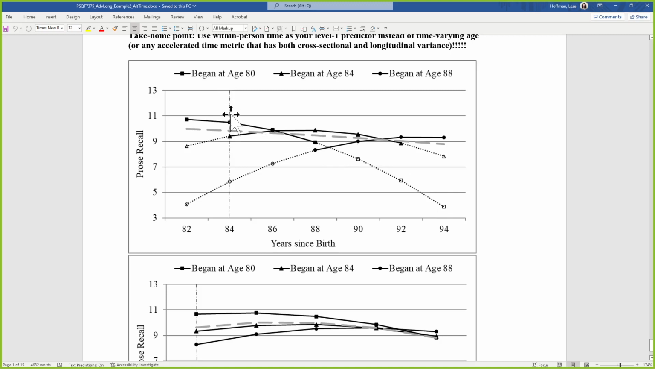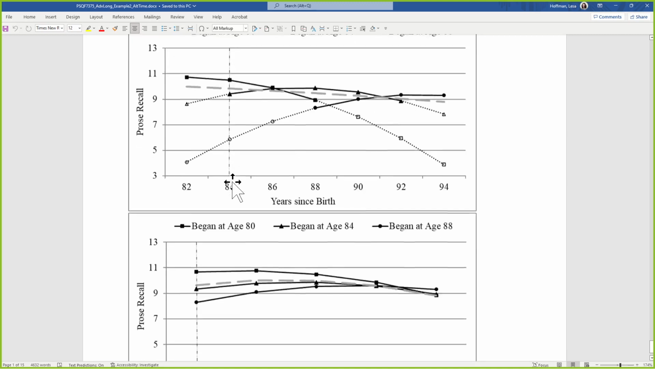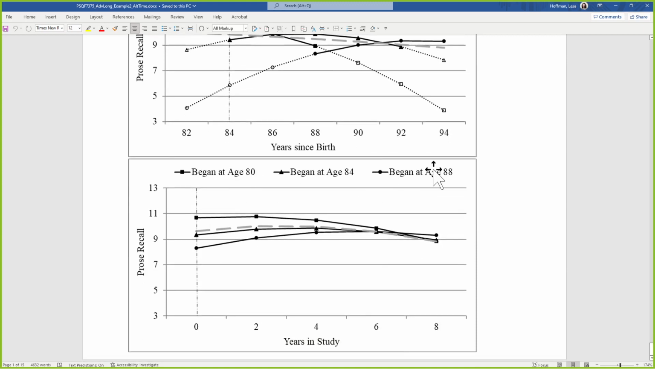So the model has an intercept at age 84. Well, if somebody started the study at age 88, I don't have a value for them at 84. But based on their trajectory, I can tell you what it should have been. And so the contextual effect is differences between age cohorts at the same age. The between effect is difference between age cohorts at the same time.